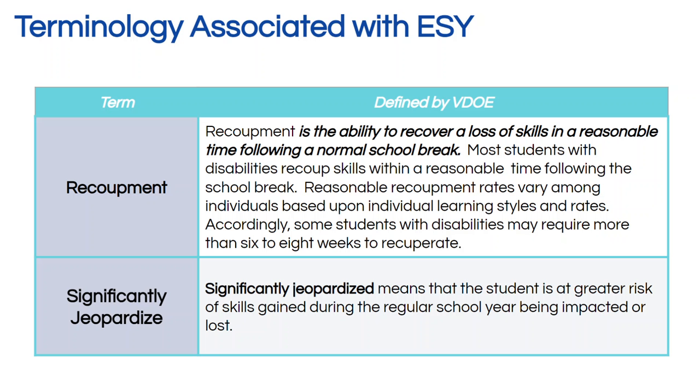Recoupment. Recoupment is the ability to recover a loss of skills in a reasonable time following a normal school break. Most students with disabilities recoup skills within a reasonable time following the school break. Reasonable recoupment rates vary among individuals based upon individual learning styles and rates. Accordingly, some students with disabilities may require more than 6 to 8 weeks to regain skills.